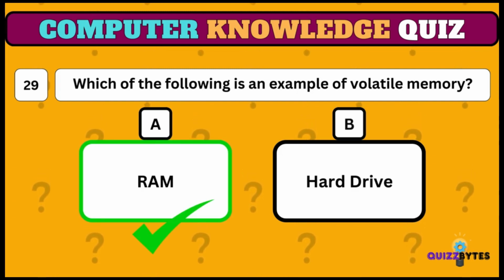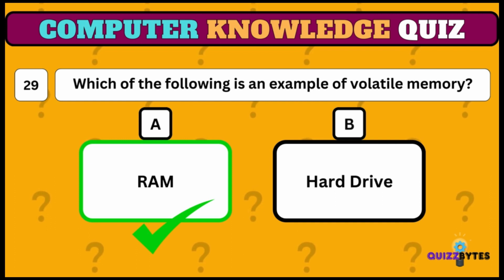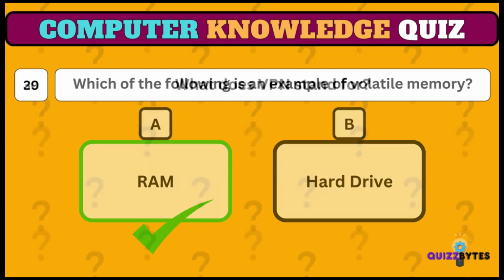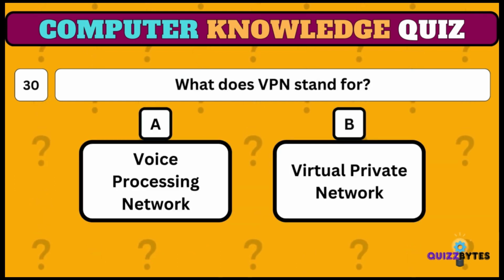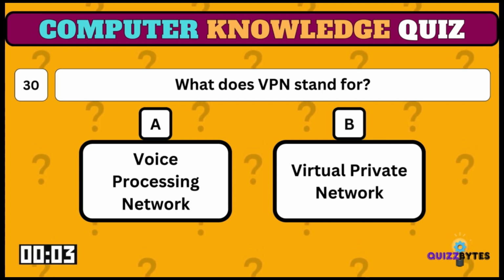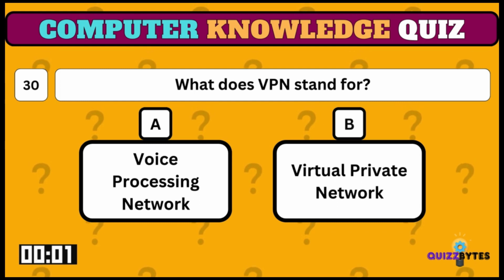You're absolutely right. RAM, or random access memory, is an example of volatile memory that temporarily stores data and program instructions while the computer is running. Let's move on to question 30. What does VPN stand for? A. Voice Processing Network or B. Virtual Private Network?